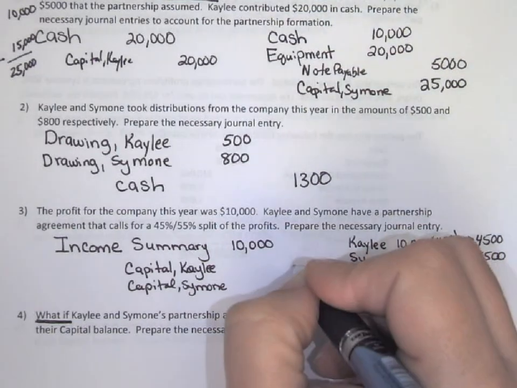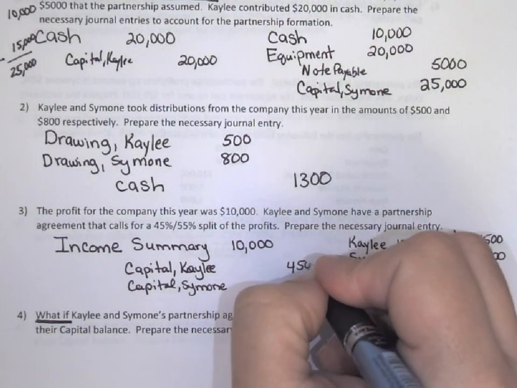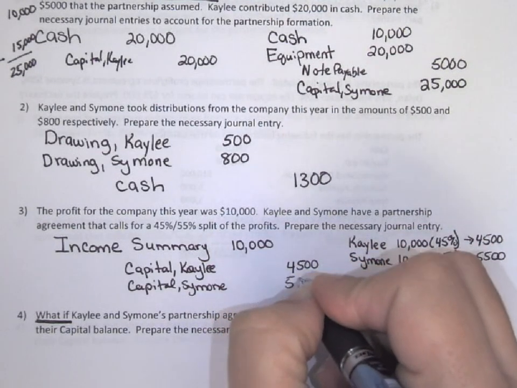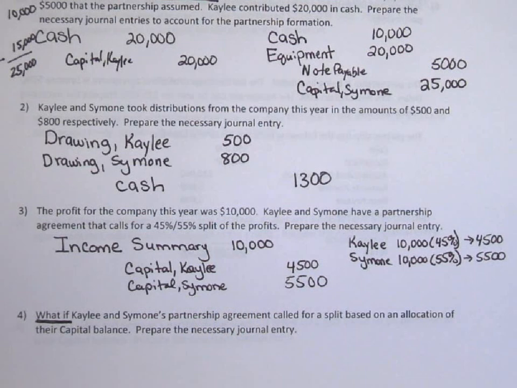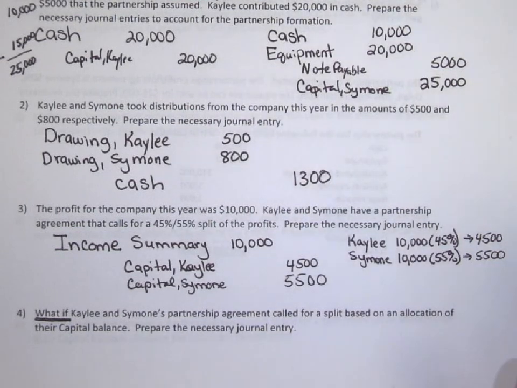And the amount that Kaylee has going into her capital account for this profit is $4,500. Simone's is $5,500. So that is if we had a straight split that was put into our partnership agreement. Now this next one is a what if. So it's not an additional $10,000 or anything else like that. It's a what if the agreement was split based on allocation of the capital instead of a static amount.